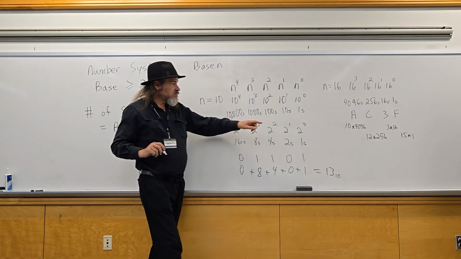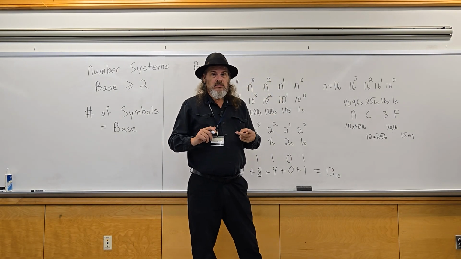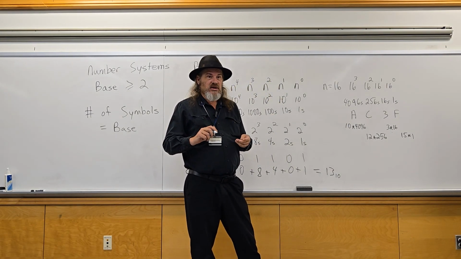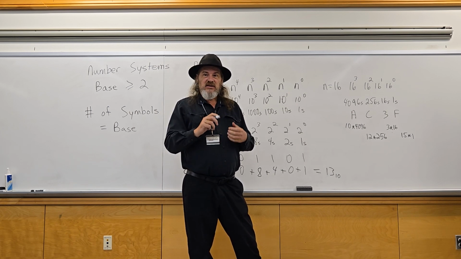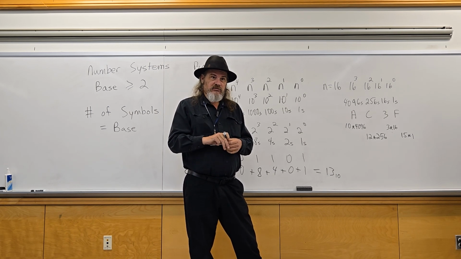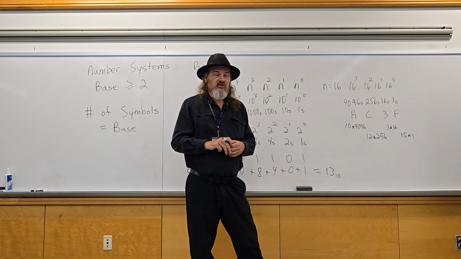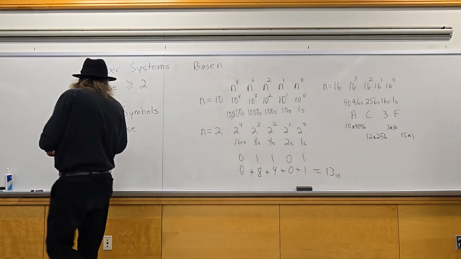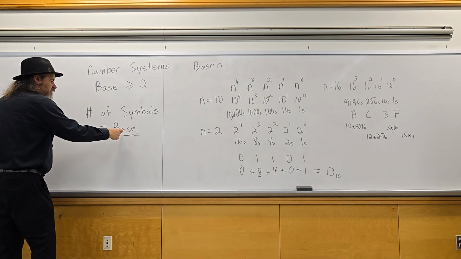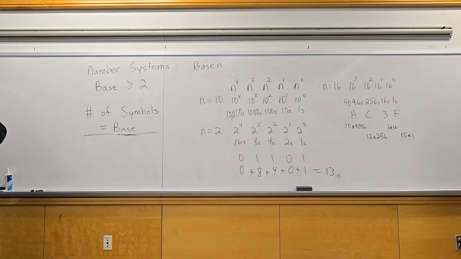The A is 10. B is 11. C is 12. D is 13. E is 14. F is 15. Yes, because there's only 16 symbols, because the number of symbols is equal to the base. So base 16 has 16 symbols, 0 through 9, and then A through F.